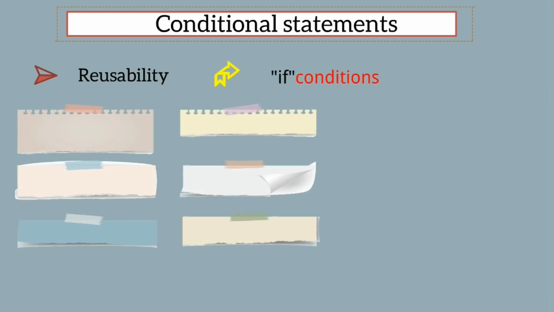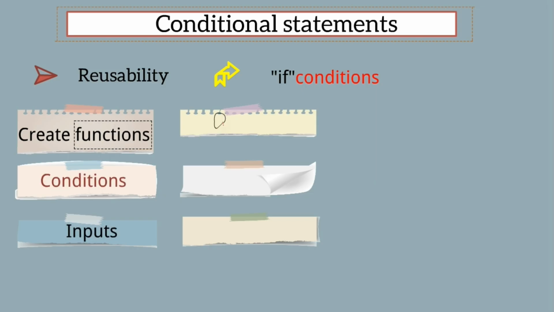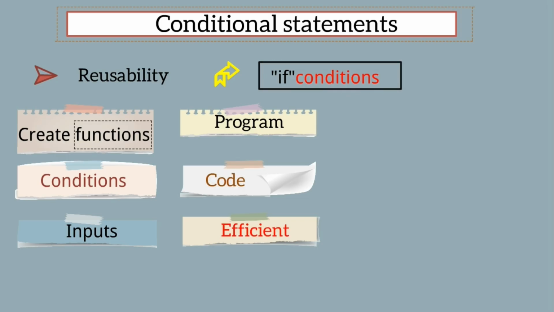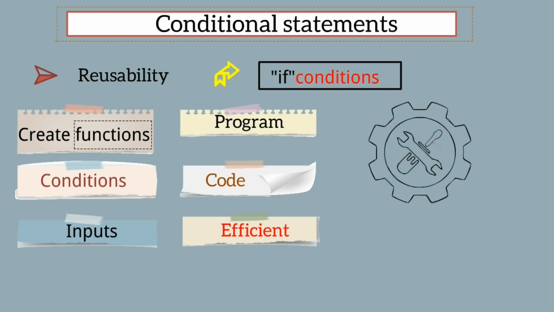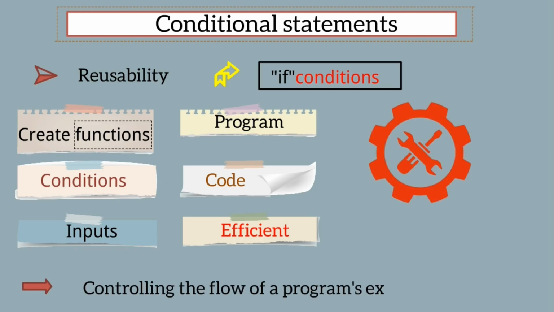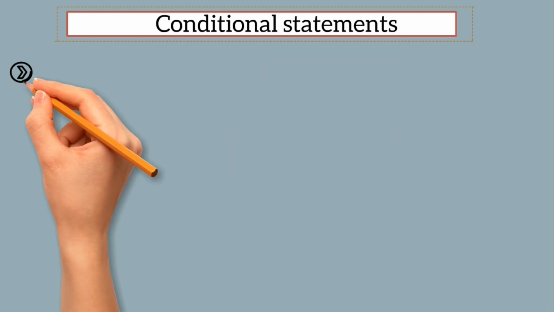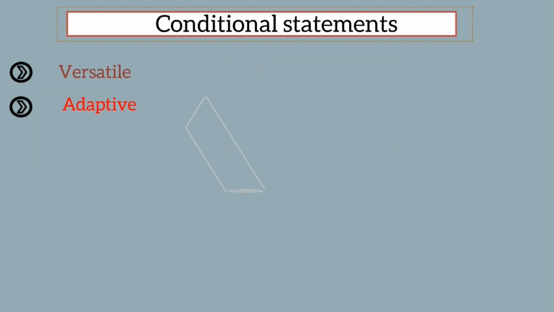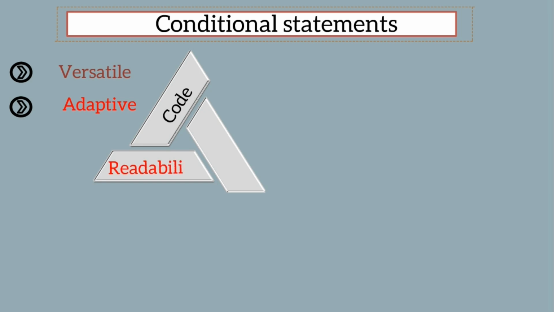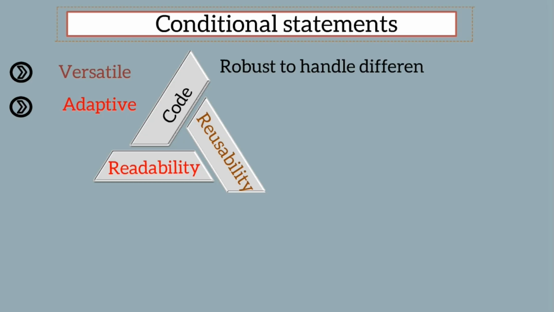Let's look at another advantage, which is reusability. If conditions can be used to create functions that can handle different conditions and inputs, and these functions can be reused in different parts of the program. This can save time and make the code more efficient. In short, if conditions are a powerful tool for controlling the flow of a program's execution, making it more versatile and adaptive, also improving the code readability and reusability, making it more robust to handle different scenarios and errors.